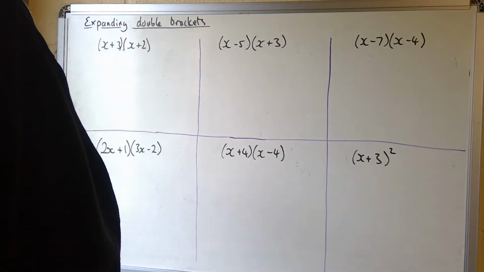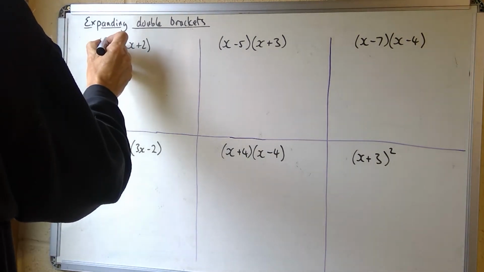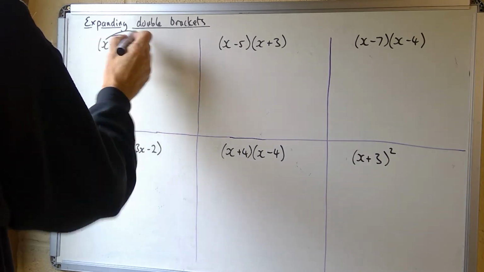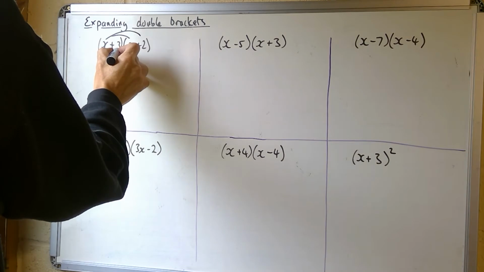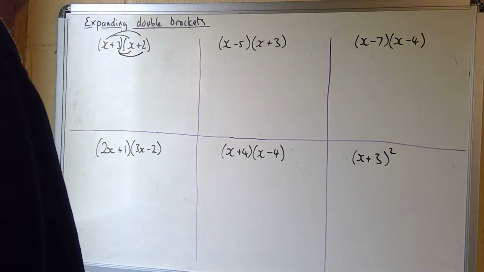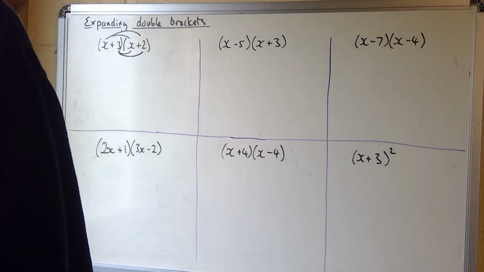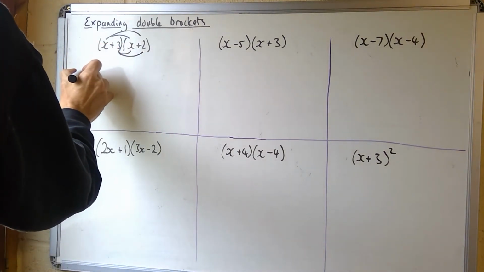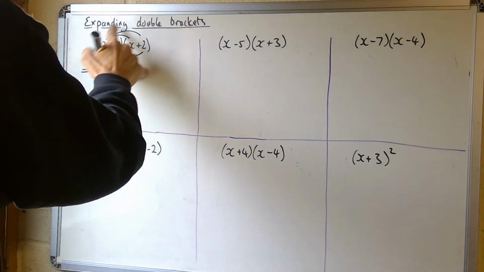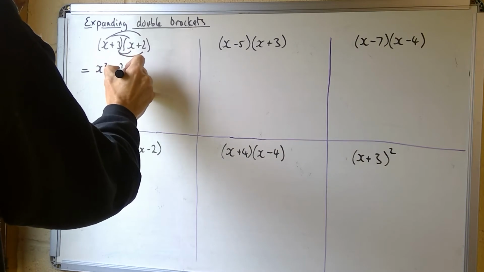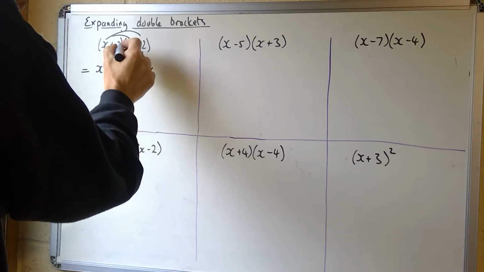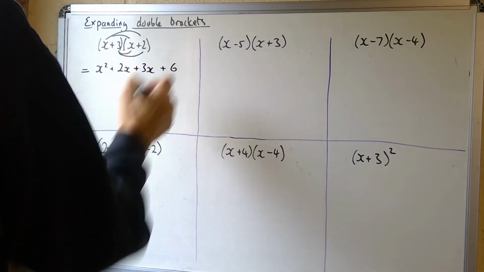And to help us do this in some sort of order, what I often do is put arrows on the top. So I'm going to multiply the x in here by this x, then this x by the 2. Then I'm going to multiply this 3 by the x, and then this 3 by the 2, to make sure I've done all the 4 different multiplications. So I'm just going to go right ahead and do that. x multiplied by x is x squared. x multiplied by 2 is 2x. 3 multiplied by x is 3x. And 3 multiplied by 2 is 6.